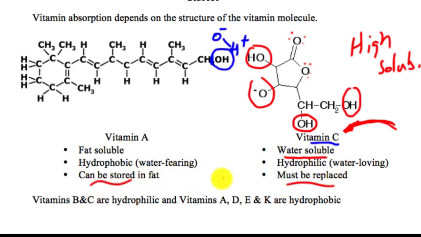Here, this vitamin A can be stored for long periods of time and can be used over and over again. So vitamins B and C are hydrophilic, meaning that they're water soluble, so you need to replenish them over and over again. Vitamins A, D, E, and K are hydrophobic, and therefore they don't need to be replenished as much. Okay, so you can see an example of how the structure, and not only the structure, but the components that are in the structure have an effect. Alright, so that would be your structural effects.